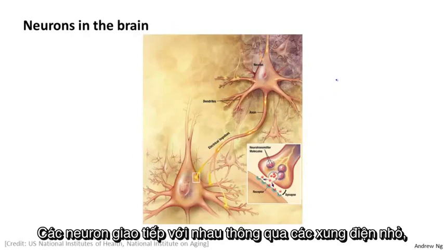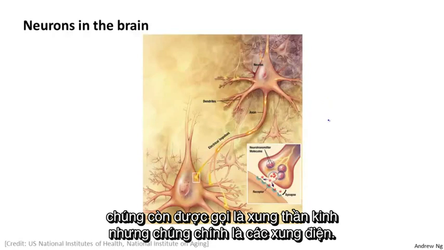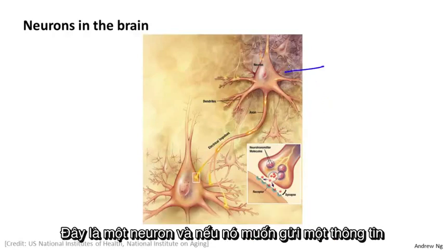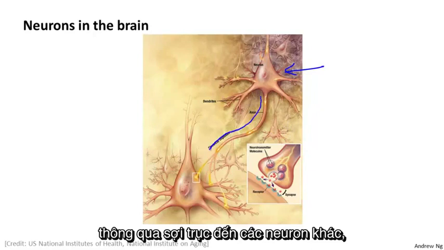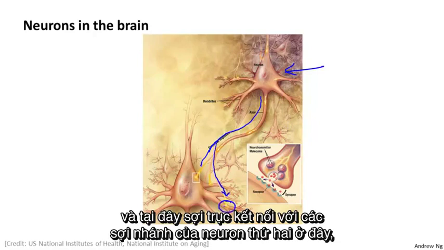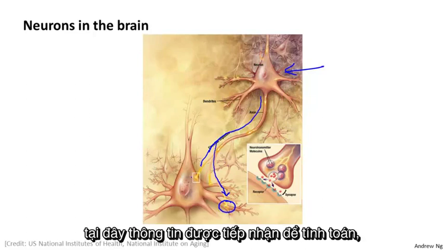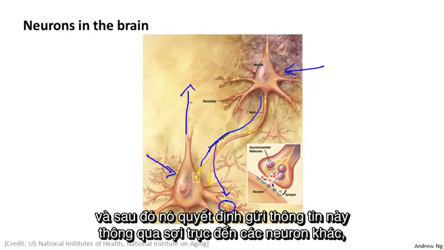The way that neurons communicate with each other is with little pulses of electricity. They're also called spikes, but that just means a little pulse of electricity. So here's one neuron, and if it wants to send a message, it sends a little pulse of electricity via its axon to some different neuron. And here, this axon, that is this output wire, connects to the dendrite of this second neuron over here, which then accepts this incoming message, does some computation, and may in turn decide to send out its own messages on its axon to other neurons.